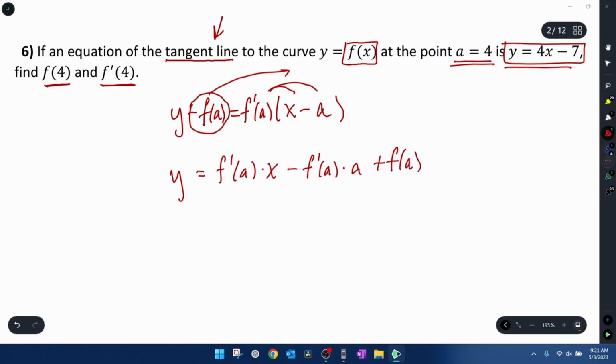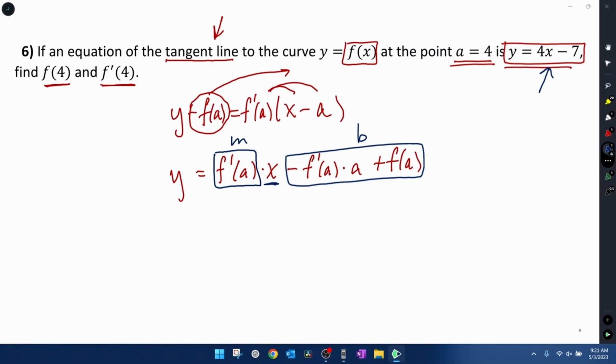Now, let's make a note here that here's our x, and so this must be our slope. F prime of a times a, that's a value, that's a number, and so is f of a. So this entire expression here is b, y equals mx plus b, and here we know those values from the given equation.